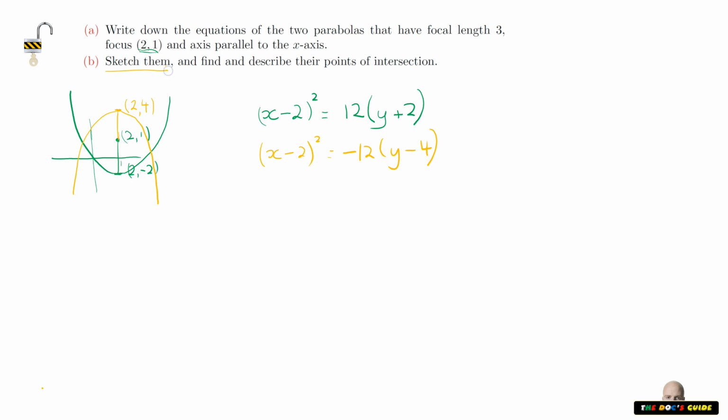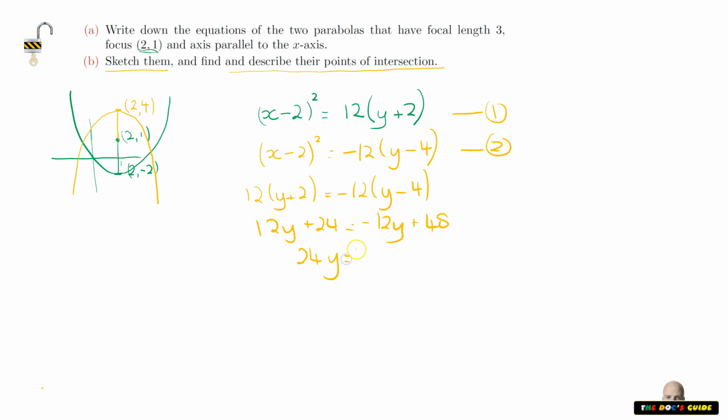We've just sketched them. I think it's hard to do it without sketching. And then we need to find and describe their points of intersection. So we know that means solve them simultaneously. If we look at these equations, we can see that (x minus 2) squared equals this, and it equals this. So therefore 12 times (y plus 2) must equal minus 12 times (y minus 4). So 12y plus 24 is minus 12y plus 48.